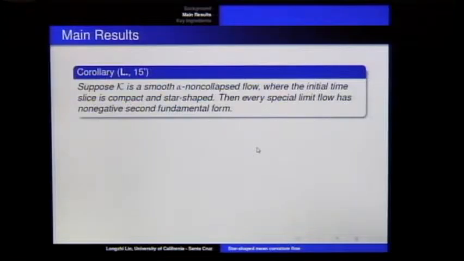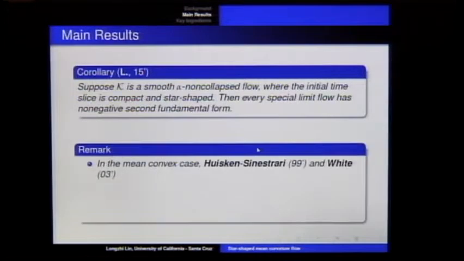Right. Then from here you also see that if you start with a star-shaped hypersurface for the mean curvature flow, then every special limit flow has non-negative second fundamental form. Okay? So that's essentially coming from the convexity estimates. In the mean convex case, Huisken-Sinestrari and Brown-White also proved similar results, although Huisken-Sinestrari is more of a PDE approach using Moser iterations, and Brown-White is more of a geometric measure theory approach.